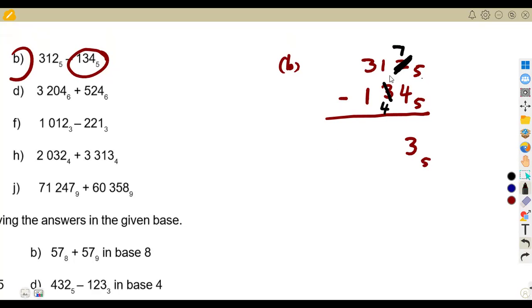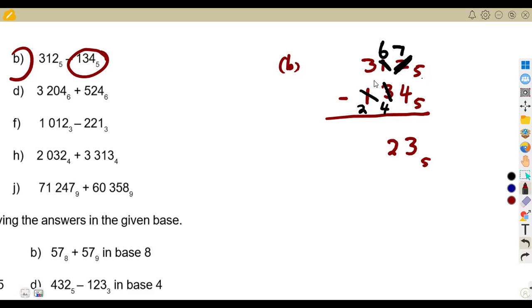The same concept: 1 minus a 4. It's impossible for us to subtract. So what are we going to do? We are going to add the base, take note. So if we add a 5 here, this is going to be a 6. We give a 1 here, that's a 2. 1 plus 1, that's a 2. So we can subtract 6 minus 4, which is a 2.